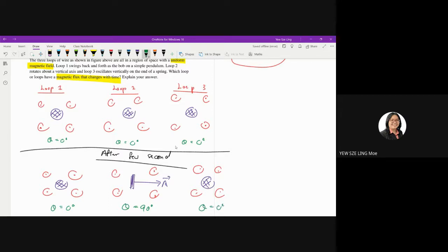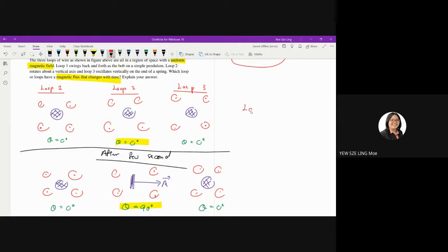By looking at these 6 diagrams, what you can say is only loop 2 has magnetic flux that changes with time, because the angle keeps changing. For the other two, the angle is fixed. One is moving back and forth, and another one is moving up and down without rotating. So in this question, the answer is loop number 2.